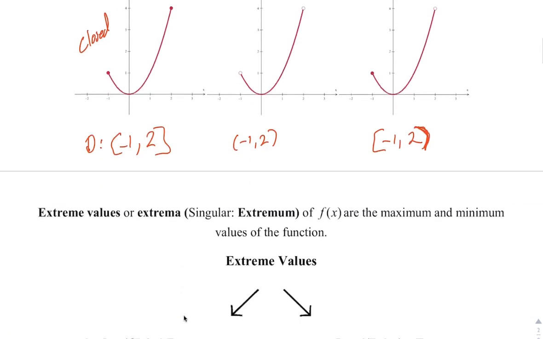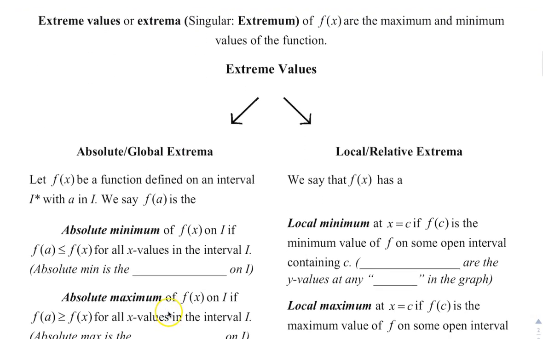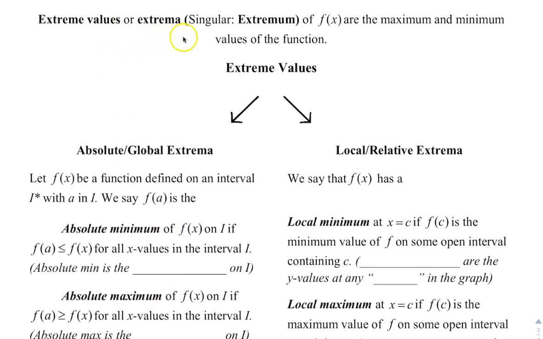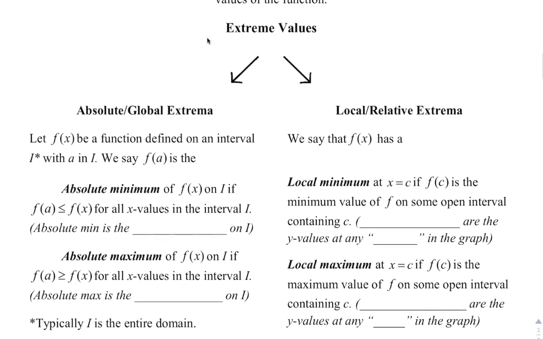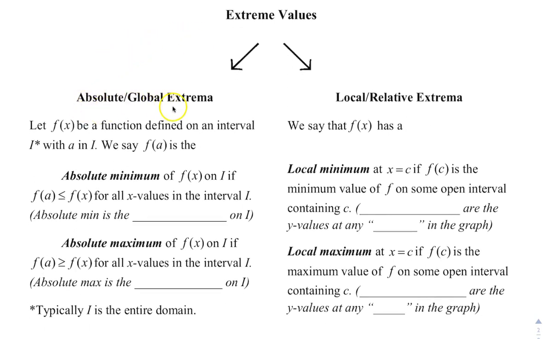Okay, so now we can define what extreme values are. Extreme values, or extrema (singular extremum), of f(x) are the maximum and minimum values of the function. So we have two types: absolute or global extrema, and local or relative extrema. Let's focus on absolute or global extrema first.